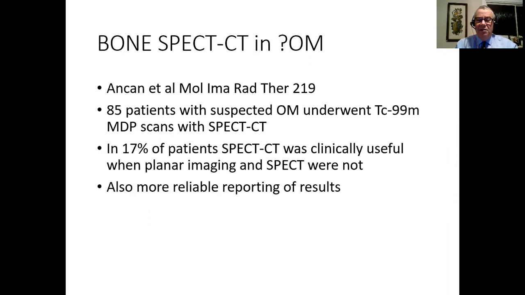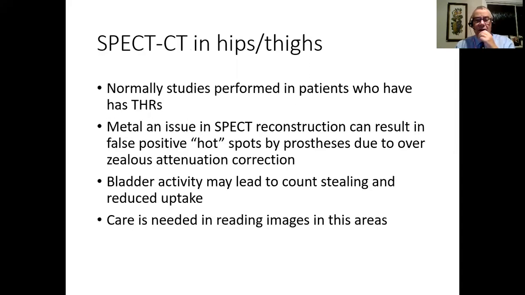Again, let's talk a little bit about osteomyelitis. This is using bone imaging, not white cell imaging. This is, sorry, it's a 2019 paper. This is 85 patients with suspected osteomyelitis who underwent SPECT-CT. And again, there was not quite the 40%, but in 17% of patients, SPECT-CT was more useful than planar or SPECT. So even with a pathology like osteomyelitis, you will get some improvement with SPECT-CT.